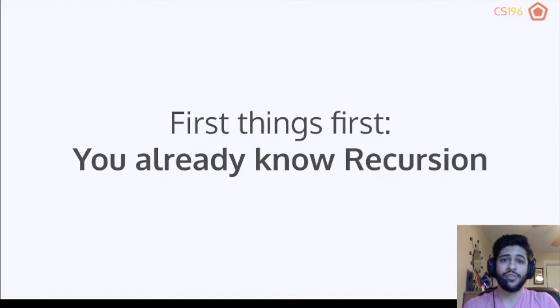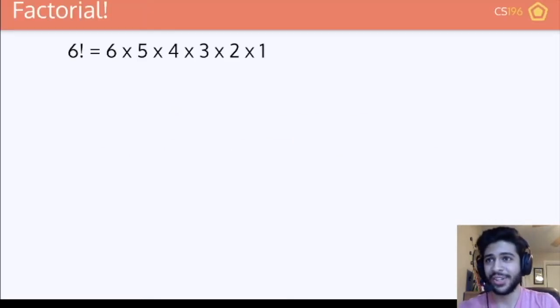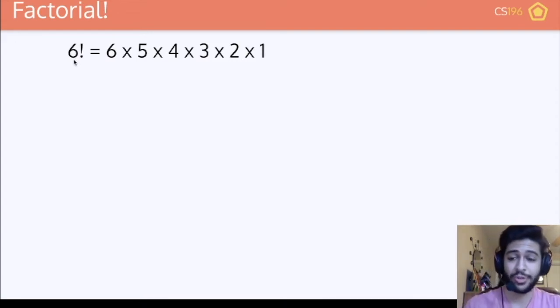So let's start off with some first things first. You already all know recursion. As long as you've taken any sort of math class before coming here to the University of Illinois, you likely already know recursion. Here's an example of what I hope you're already familiar with, and that's the factorial. You can see how 6 factorial, if you're not familiar with what a factorial is, is equal to 6 times 5 times 4 times 3 all the way down to 1.